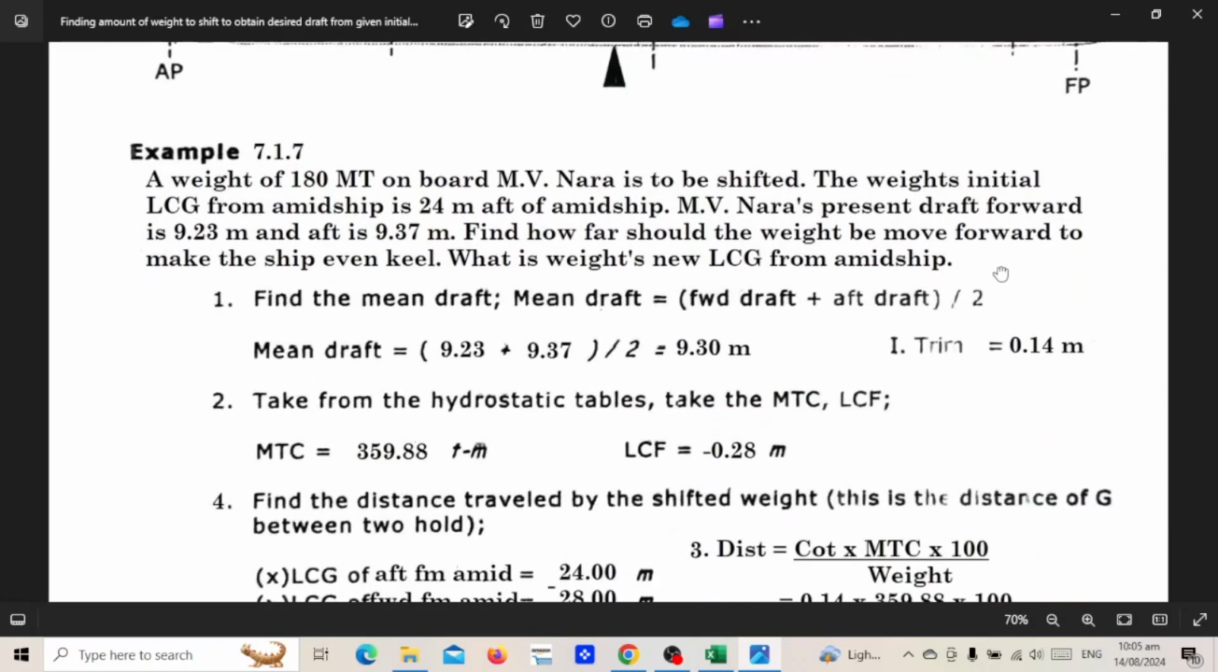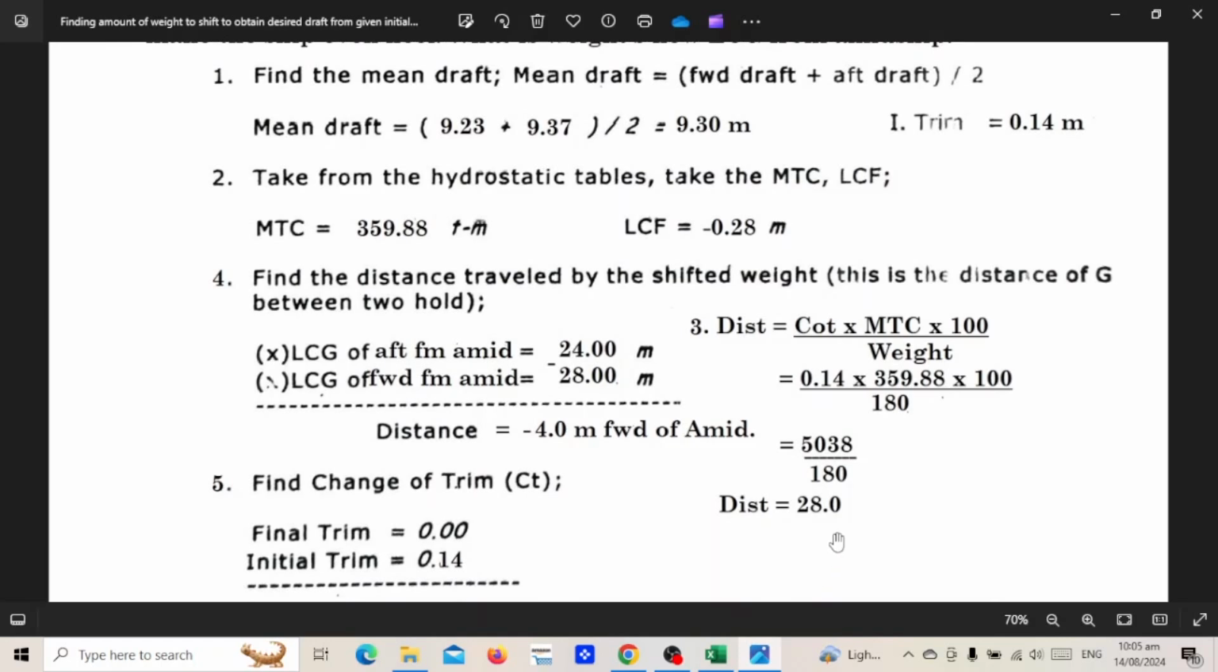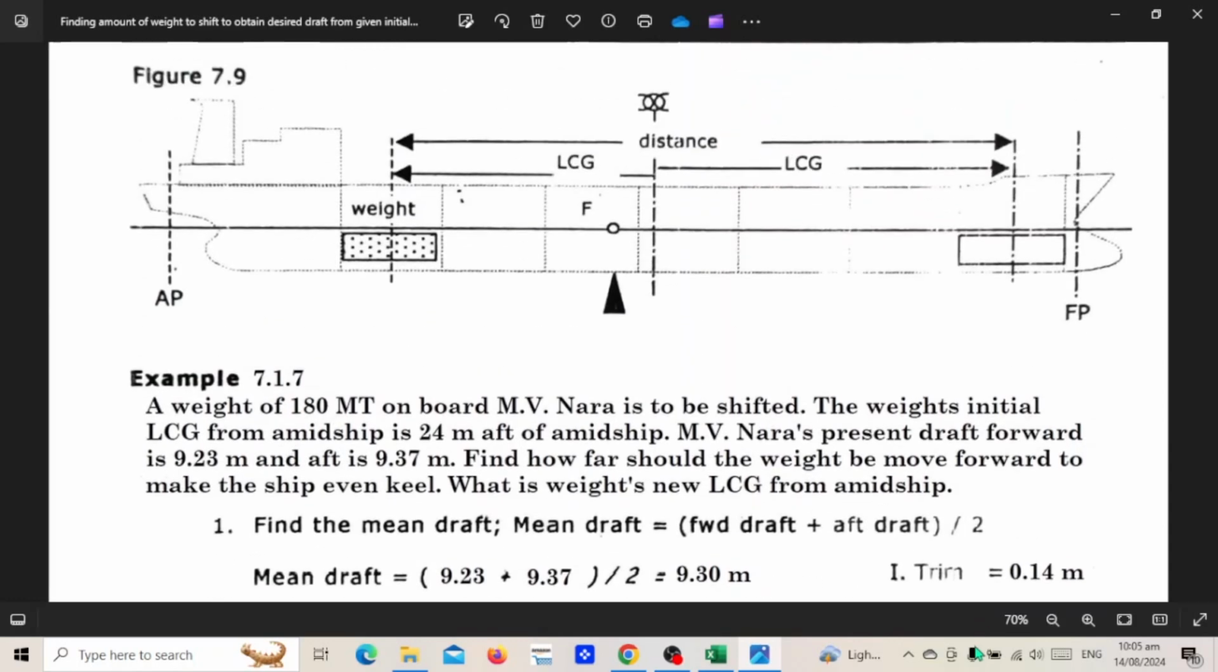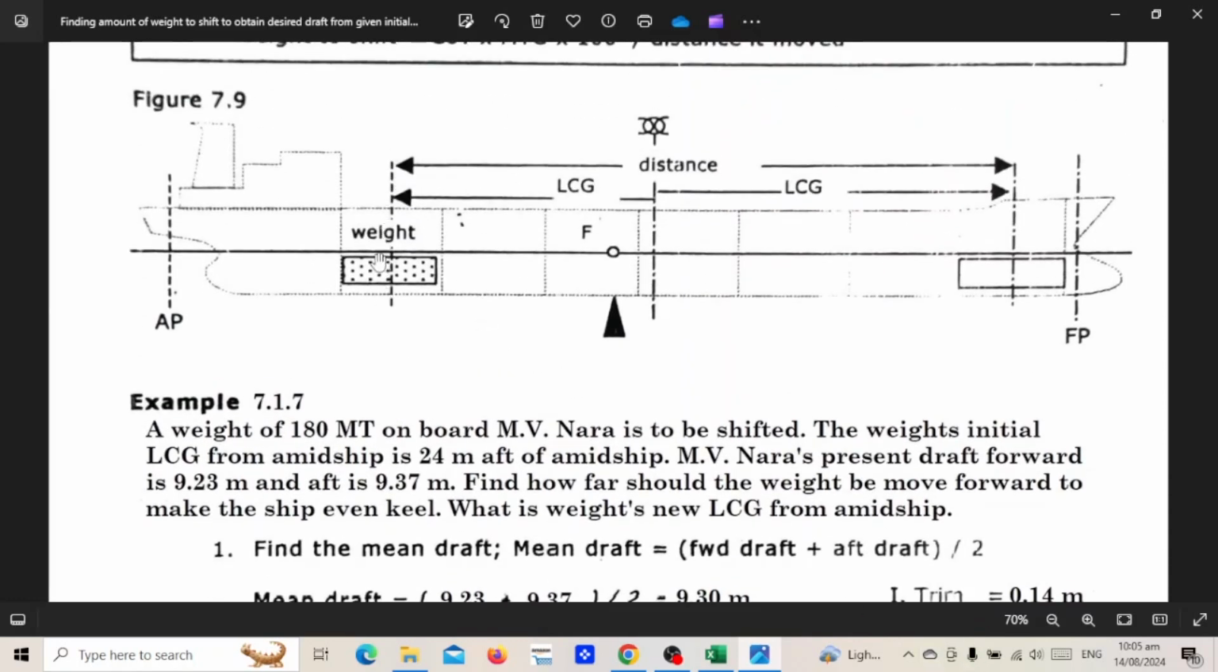And remember, guys, how do you apply this distance? This distance should be from the weight. This is your basis. Why? Because according to here, how far should the weight be moved forward to make the ship even keel? Make the ship even keel, meaning how far should we shift the weight? It says move forward. So you're moving forward like this. How far will you shift the weight?